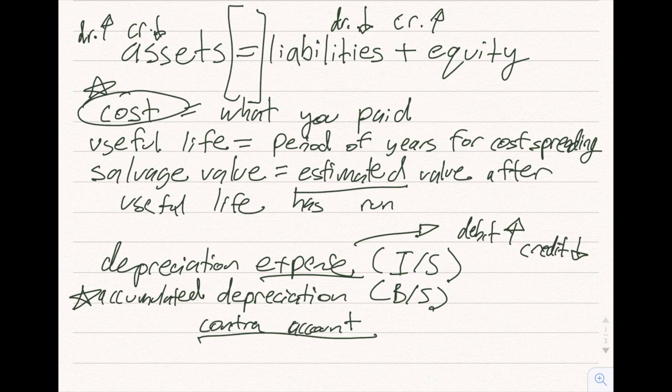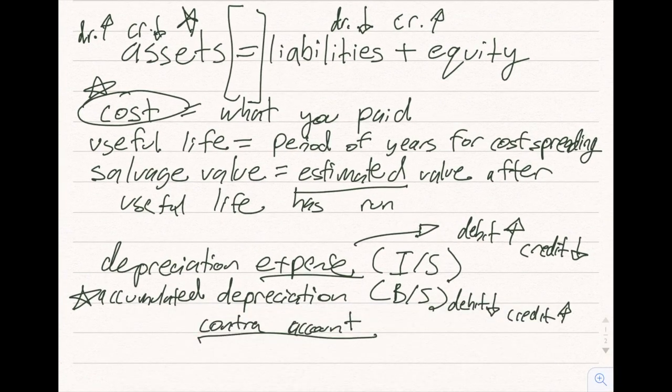So because it's contra, because it's opposite, when you increase accumulated depreciation, you're going to do so with a credit. And when you decrease it, it'll be with a debit. Okay? And this makes sense. If it's contra, if it's opposite of what you do with assets, right, then the way you increase and decrease the accounts should also be opposite. Okay? So I hope that's clear.